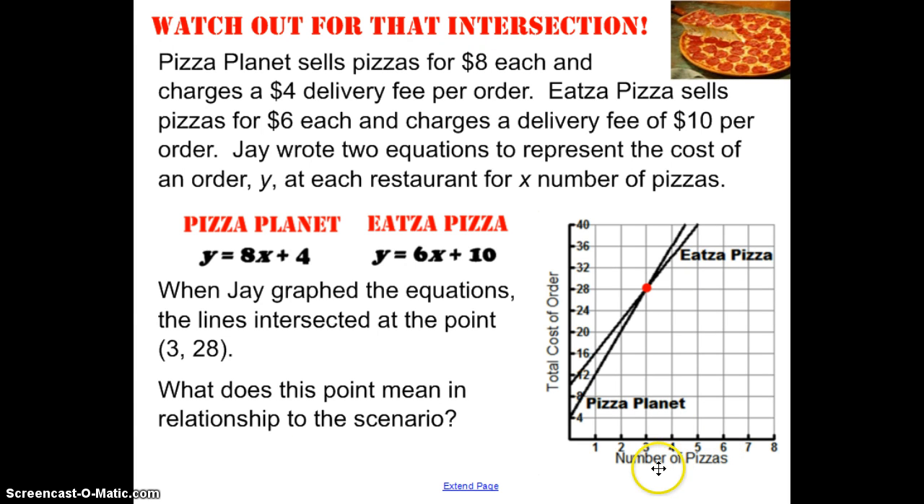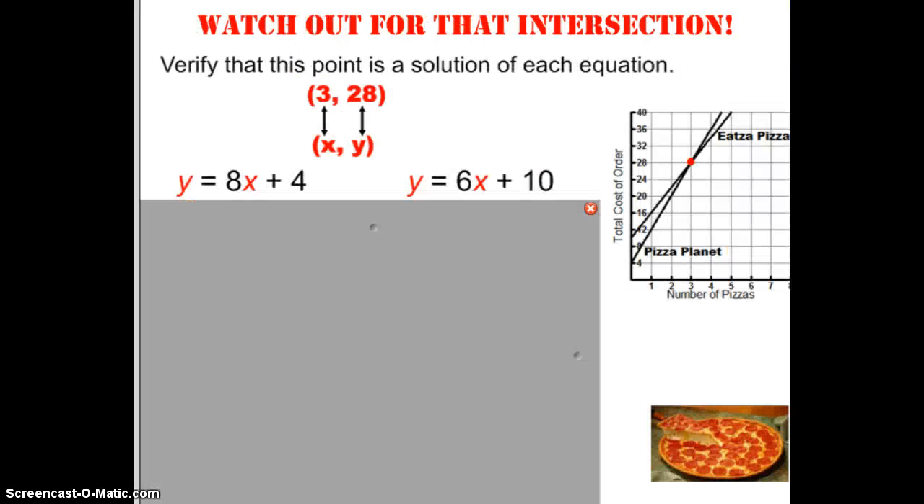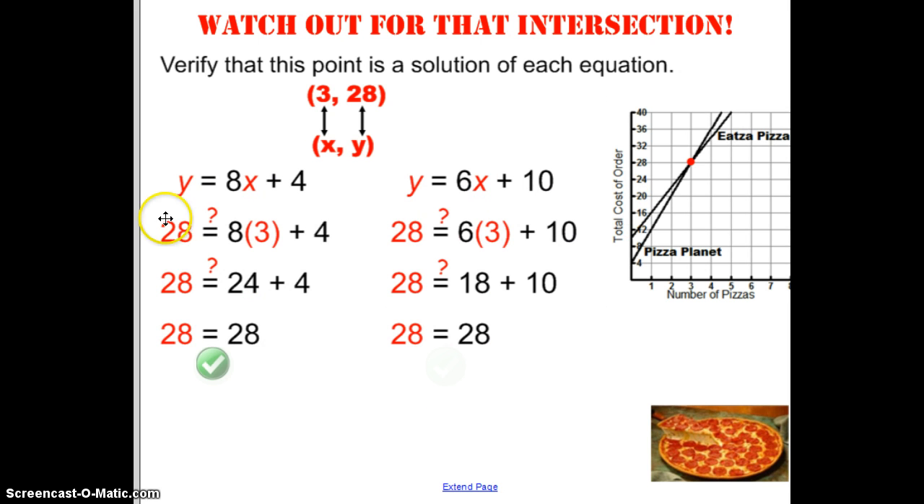The x value of 3 describes the number of pizzas. The y value of 28 describes the total cost of the order. So 3, 28 means that when you order 3 pizzas from either pizza place, your total cost is $28. We can use that point to check our work. We plug in 3 for x. 8 times 3 is 24 for pizza, plus $4 for delivery is a $28 total. $6 a pizza times 3 pizzas is $18, plus $10 for delivery gives you $28.